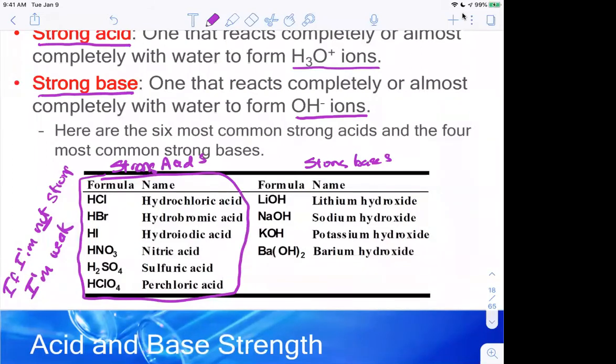These are strong bases. And basically what you're going to see is these are from group 1A and 2A metals. So lithium, sodium, potassium, and then barium. Those will fully dissociate in water in order to form the cation, the metal cation, and then OH minus.